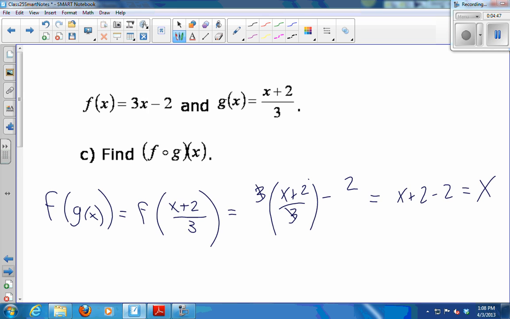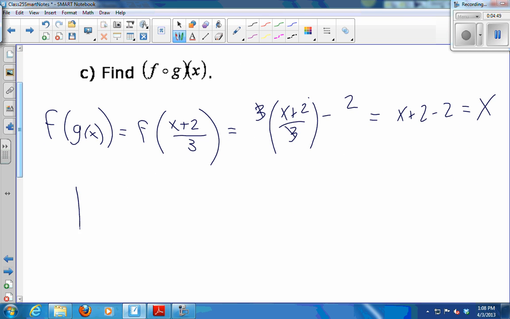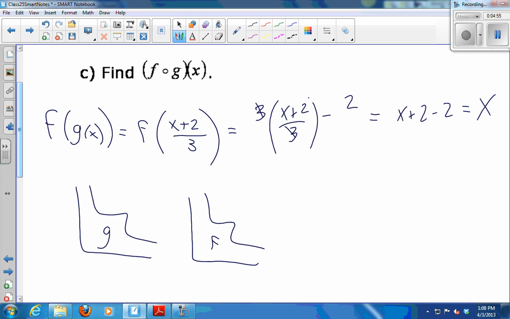I can change the order of the machines. I can put x into g first, take the result and put it into f. So when I plug x into g, out comes g of x. Take that output and put it into f, and f undoes whatever g did because I get the x back.